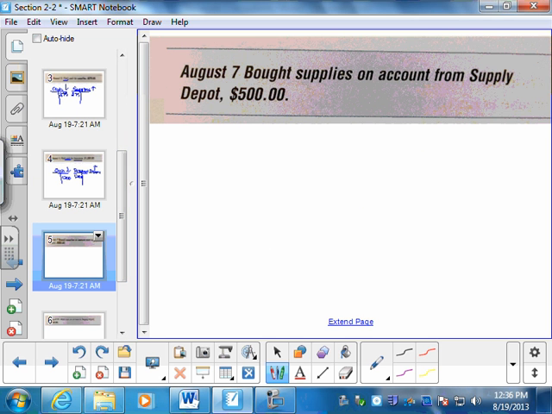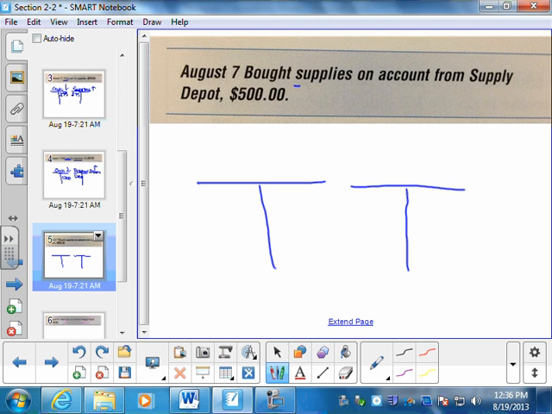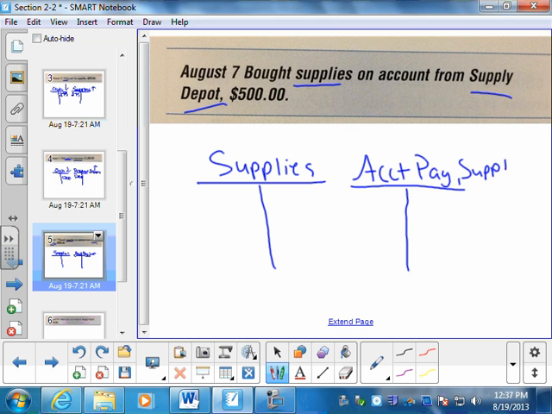Next transaction. Bought supplies on account from Supply Depot, $500. Dealing with two accounts here. What two accounts are we dealing with? We got supplies, and we see the name Supply Depot in the transaction, so we know we're doing something with Supply Depot. So let's go ahead and put our supplies here. And if we owe someone some money, that's a liability. That's going to create an account payable, Supply Depot.